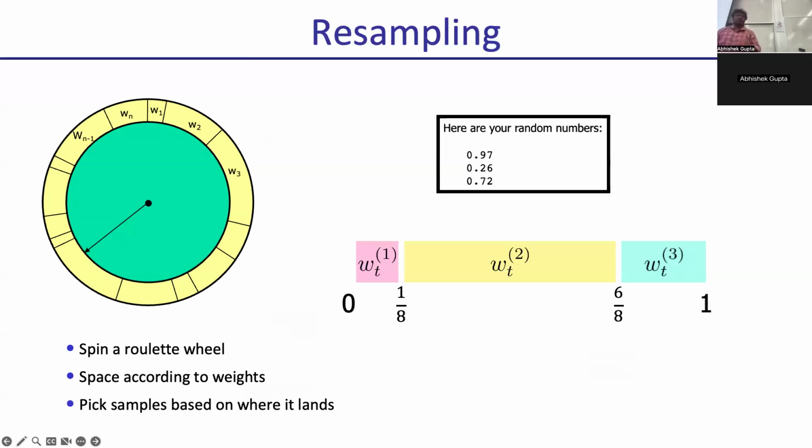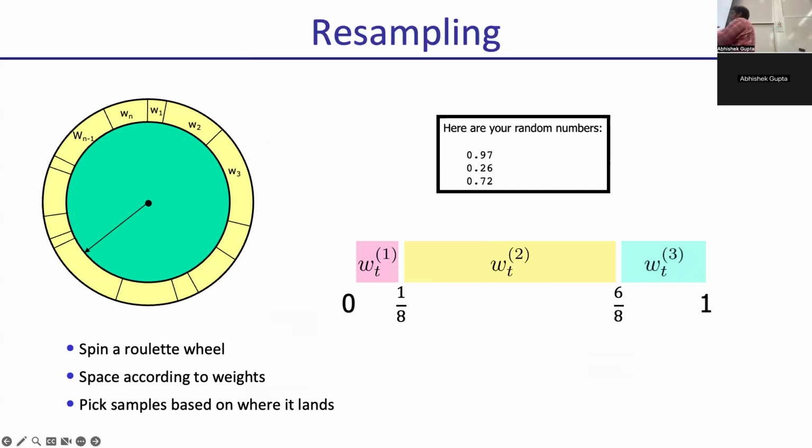So the way to implement it is you're just going to draw a random number between 0 and 1. You're going to divide the interval between 0 and 1 into splits according to the weights. The weights all sum up to 1, right? And then you're going to draw a number between 0 and 1 and see which of the buckets it falls into, right? You can think of each of the weights defining a bucket. You draw these random numbers. You can see 0.97 falls into that bucket, 0.26 falls into this bucket, 0.72 falls into this bucket. And so you get a new set of particles.